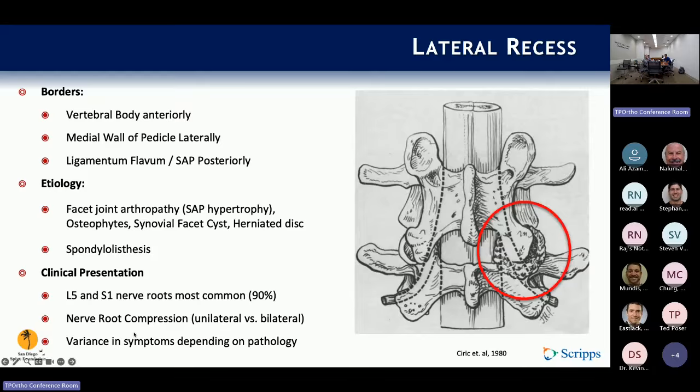And clinical presentation, these are affecting mostly the L5 and S1 nerve roots most commonly. You get nerve root compression either unilaterally or bilaterally, and there's a variance in symptoms depending on the pathology that you see there.